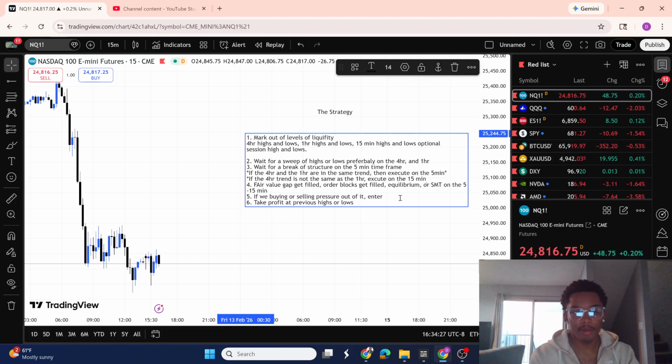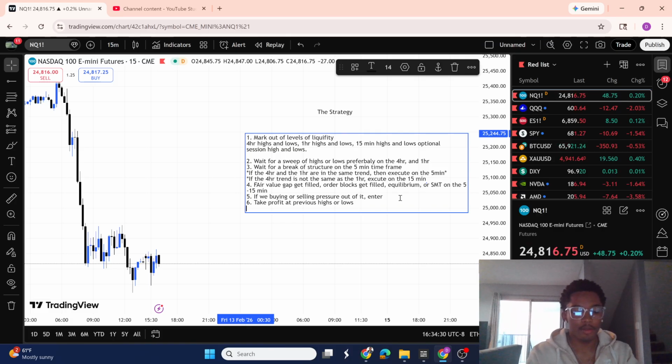This can be 4-hour highs or lows. This can be 1-hour highs or lows. And these would be our external draws on liquidity. 4-hour, 1-hour, these are external draws. Once you get to 15-minute, this is why I said this is optional. This is more so if you want to take risk off the table, you can target 15-minute highs because these are low-hanging fruit. These are the obvious draws on liquidity. 15-minute highs and lows.